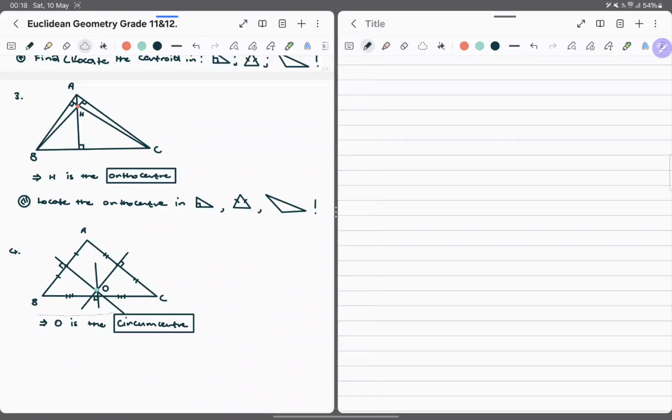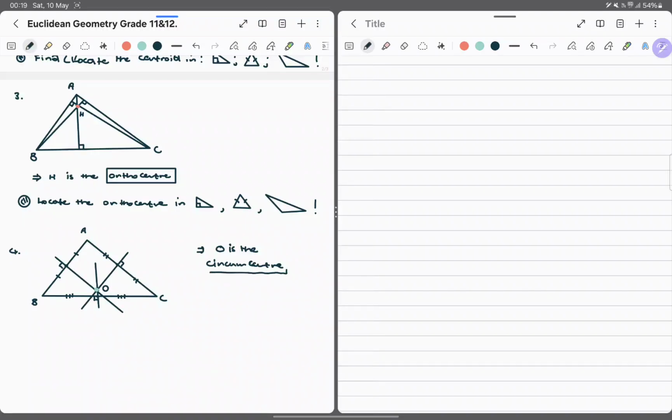Perhaps let's cut this a bit. I don't like it like so. Okay, I don't like this either. Let's write it on the side and say O is the circumcenter.